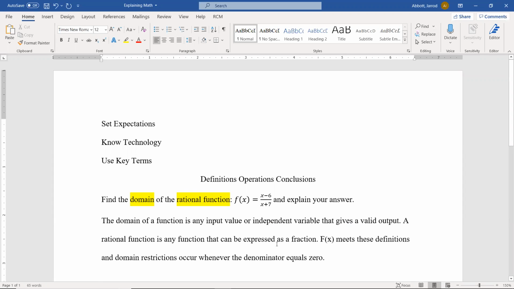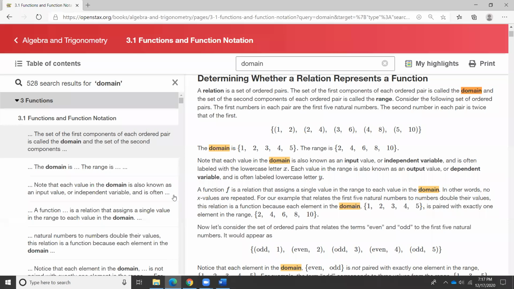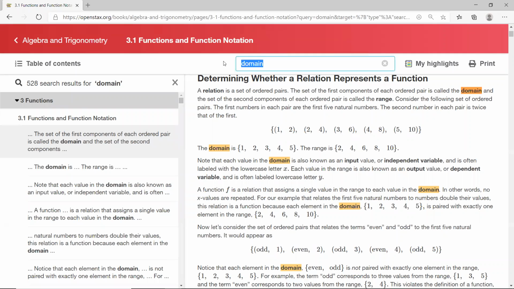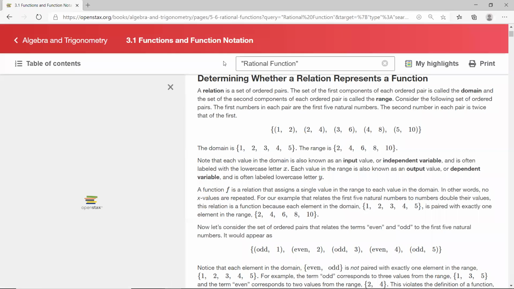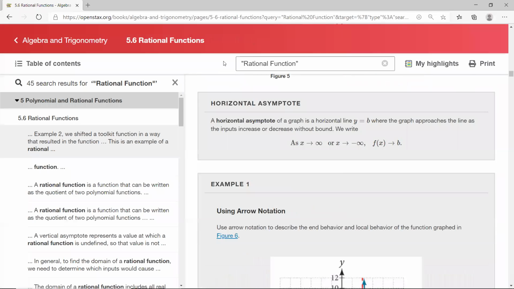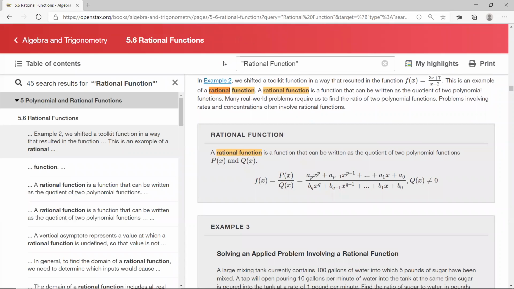Now we can do the same thing for our second definition. A rational function is any function that can be expressed as a fraction. And I'll search for the term. You can also use your glossary or your index if the search function doesn't bring up exactly what you need.